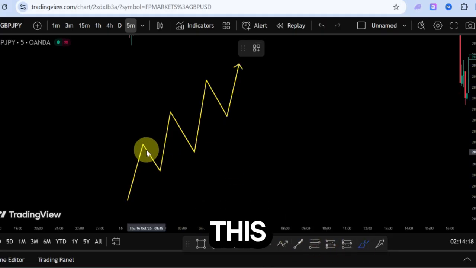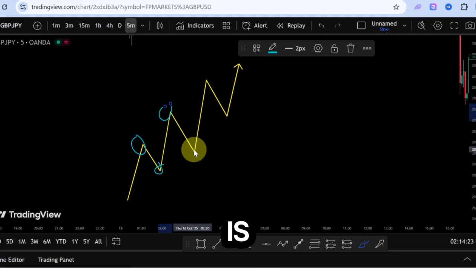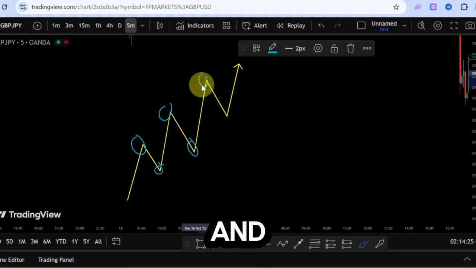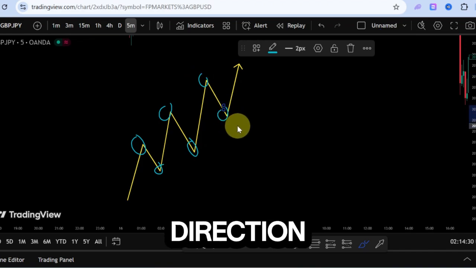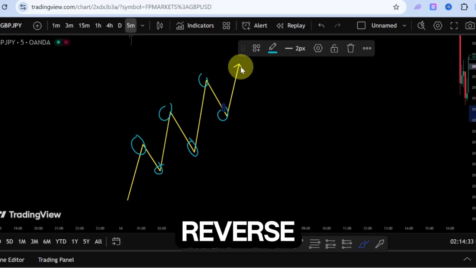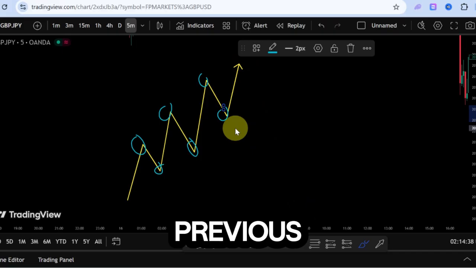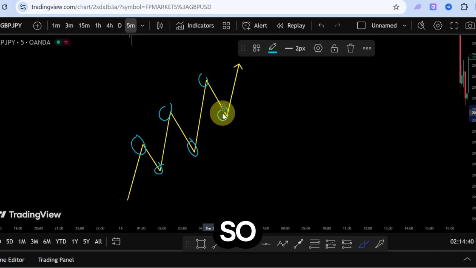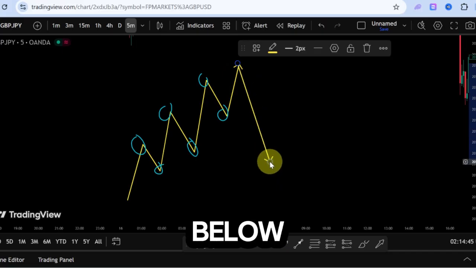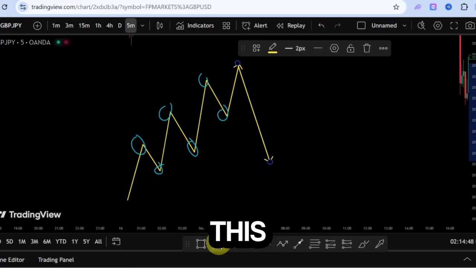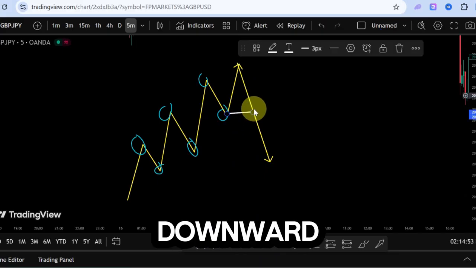In this case, this is a higher high, here is a higher low, this is a higher high, here is a higher low, this is a higher high, and here is a higher low. We can only say that the market has changed direction, which is called a reversal, when market goes below the previous higher low, which is this. So when price reverses, the market goes below this previous higher low, and the market has changed direction to the downward side.